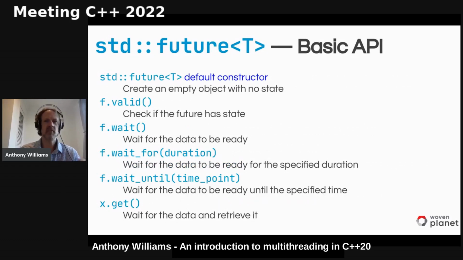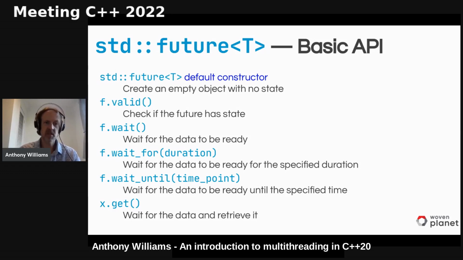So the basic API around the future side is the default constructor, which always gives you an empty object. You need to get a populated one from one of the three mechanisms mentioned on the previous slide. But then you can check whether it's valid, whether it has a value. Which is true if there's potentially some shared state there. False if there isn't, if it was default constructed or has already given you the data.